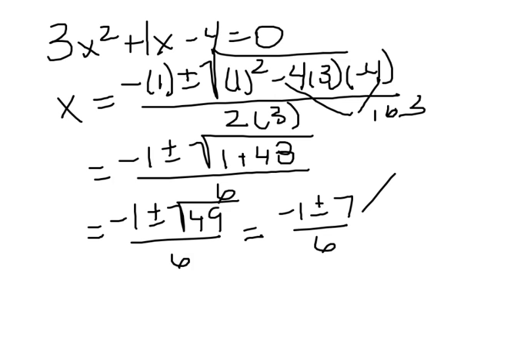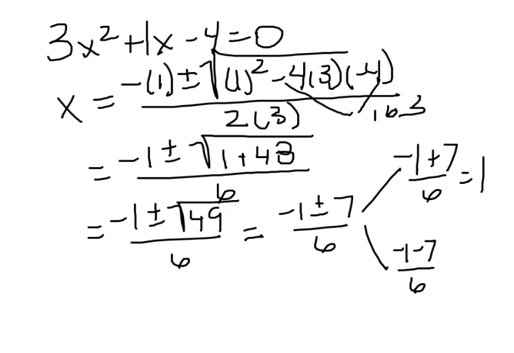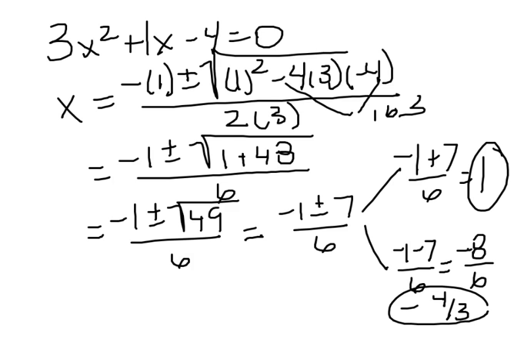So I am going to split that up. Negative 1 plus 7 over 6 gives me 6 over 6, and that's 1. Negative 1 minus 7 over 6 gives me negative 8 over 6, and that simplifies to negative 4/3. So those would be my two answers.